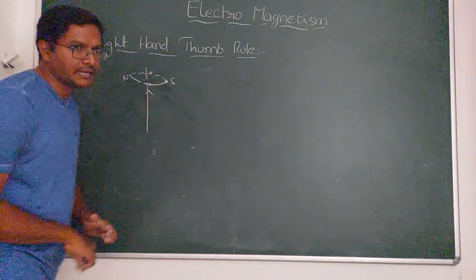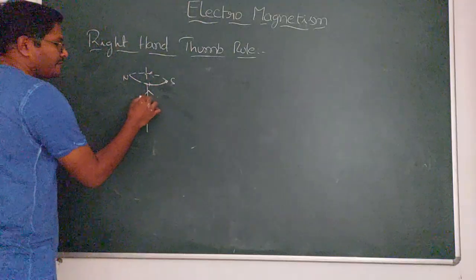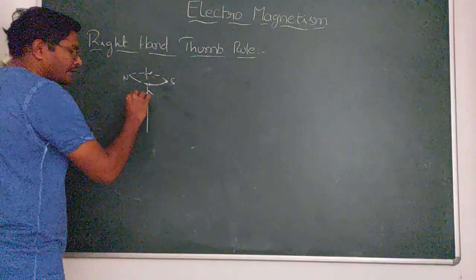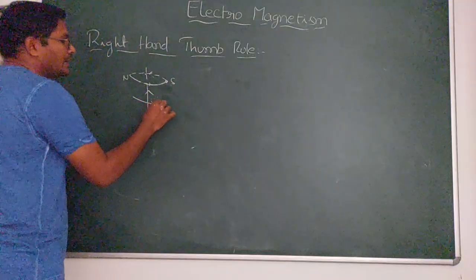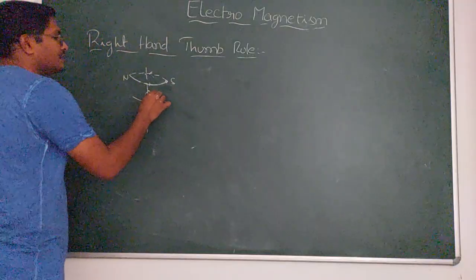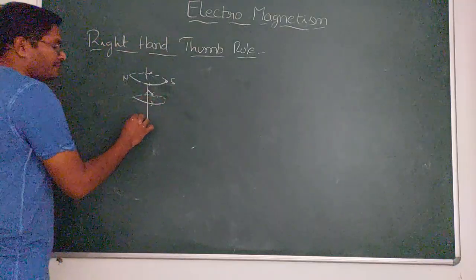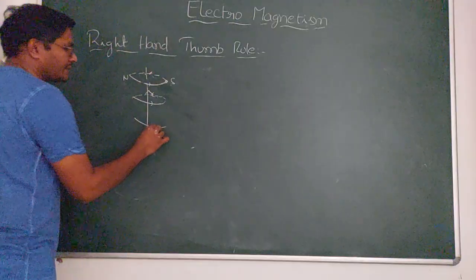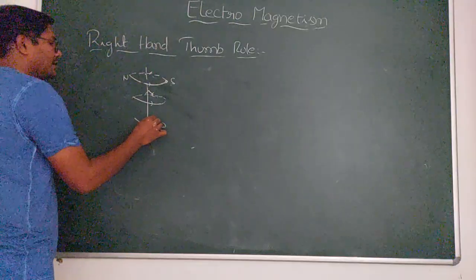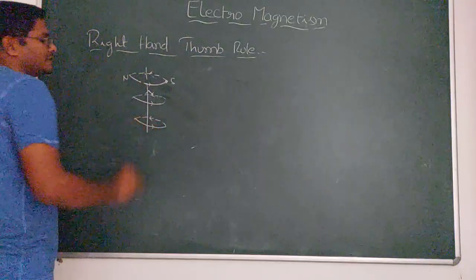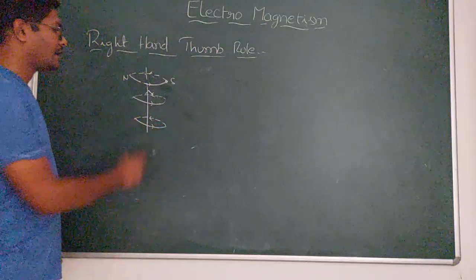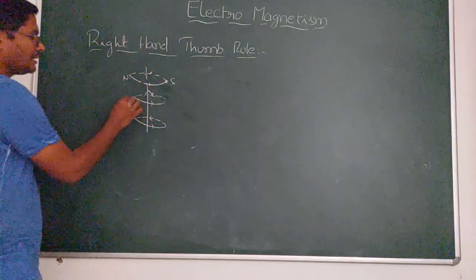So this wire is creating a magnetic field. Always the field lines are moving in front of the conductor in this direction, and the back side of the conductor, it is moving in this direction. In front of the conductor, it is moving in this direction, and the back side of the conductor, it is moving in the anti-clockwise direction. So this is how a magnetic field is created in a current carrying wire.